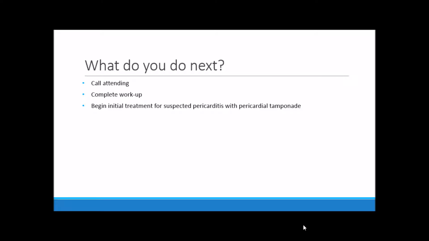So what do you do next? Well, it's a big 7, so you're going to get your attending involved. You're going to complete the workup, and you're going to begin initial treatment. So how do you treat pericardial tamponade?